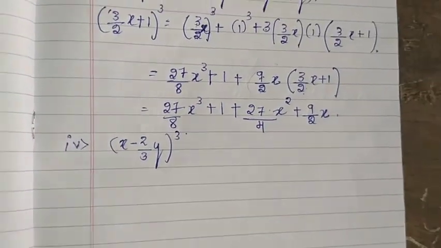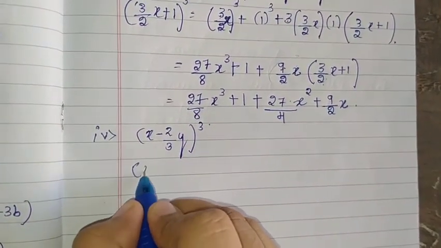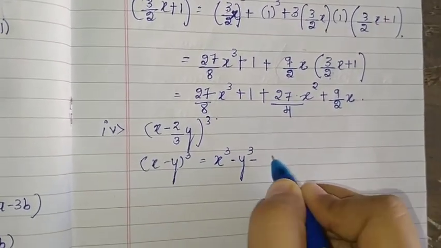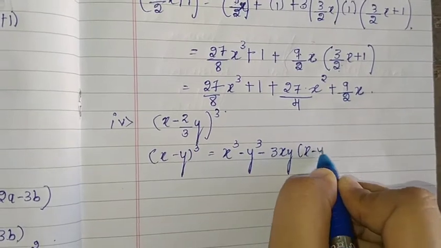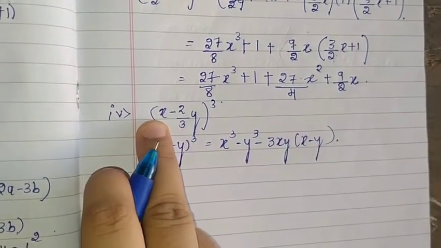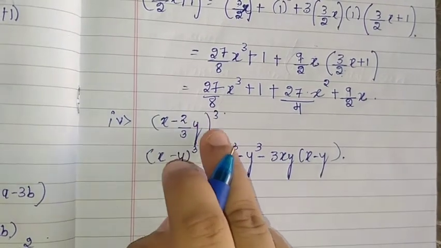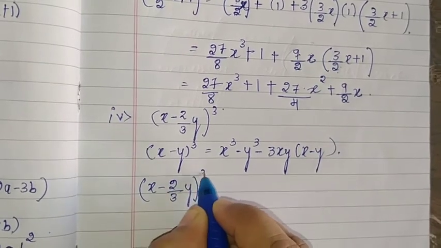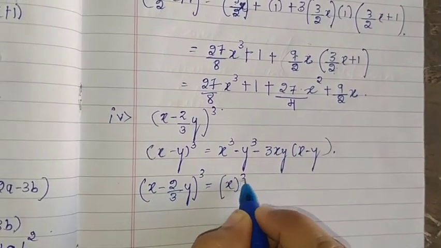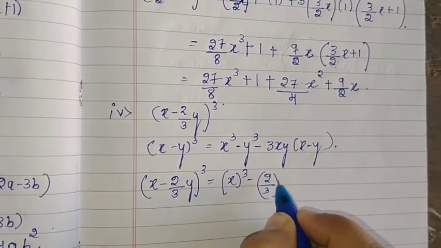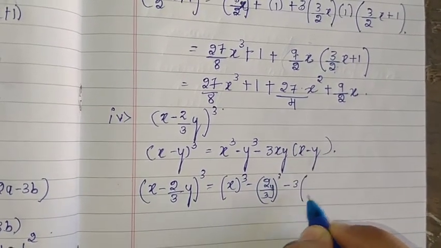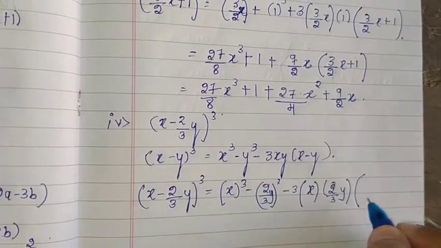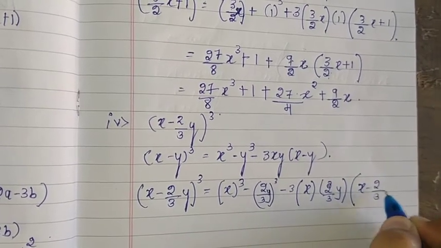Okay, so here what you can see, what you can write over here, this is in the form of (x minus y) the whole cube is equal to x cube minus y cube minus 3xy into (x minus y). Okay, so here in place of x, here x is there, and in place of y here 2 by 3 y is there, right? So just go and substitute the value, (x minus 2 by 3 y) the whole cube, x cube minus (2 by 3) the whole cube minus 3 into x into 2 by 3y into (x minus 2 by 3y).